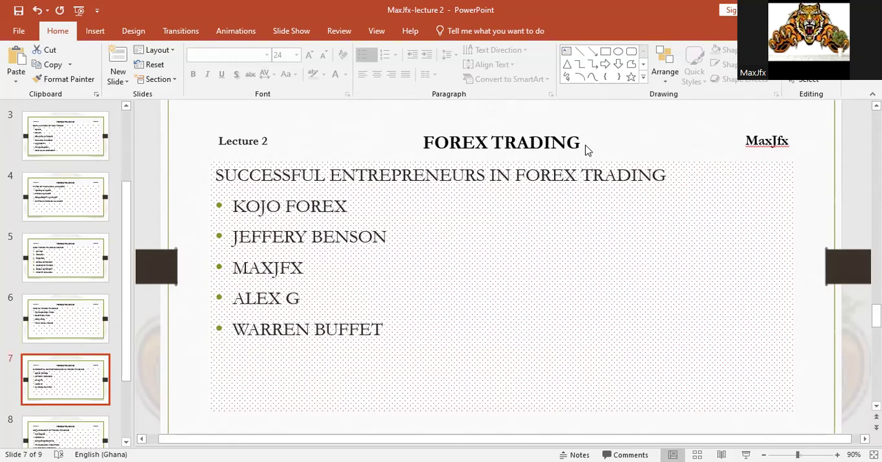The reason why I brought this slide here is that if these people, humans just like us, with emotions and psychology, have been able to go through all this to make themselves successful entrepreneurs in the forex market, then it means that we too can do it. With the right mindset, the right emotions, the right psychology, we will also get to the right state of mind to become successful.